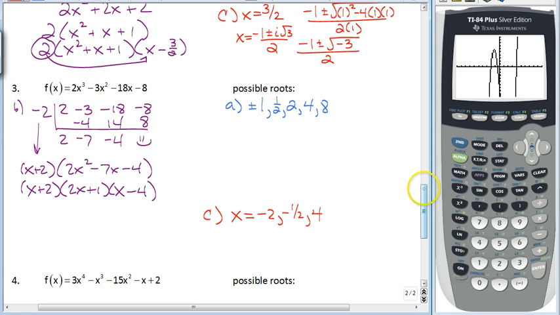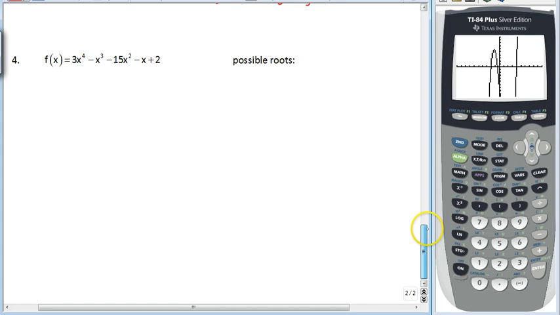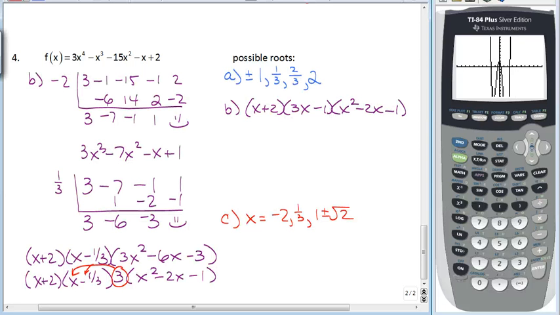Alright, so there's only one more example here. Go ahead and try number 4. Again, use your graphing calculator to get the first root. It's a little bit bigger, so you can have up to 4 roots here, real or imaginary. So go ahead and give it a try. If you got x equals -2, 1/3, and 1 plus or minus root 2, you are correct.